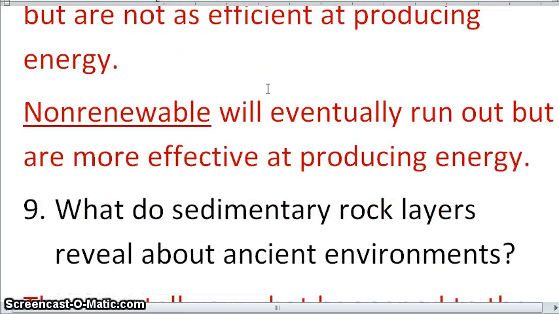With the non-renewable energy sources, eventually they are going to run out. There is a limit on how much there is in the Earth's surface or in the crust. However, they are more effective and efficient at producing energy, and in many cases they are a cheaper way of producing energy. So that's why they are more useful today.